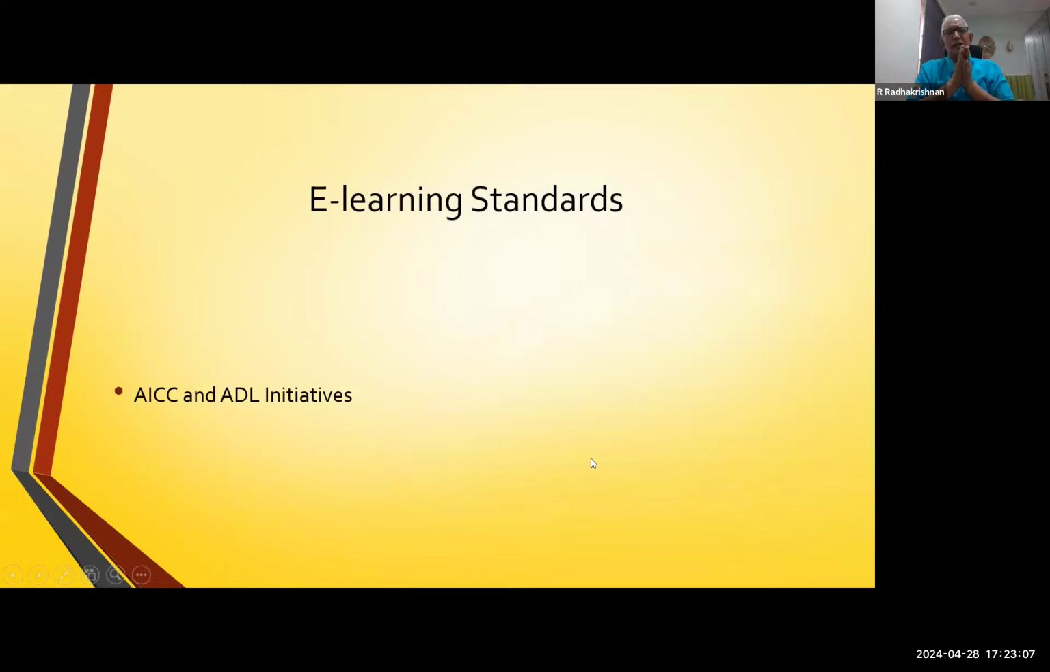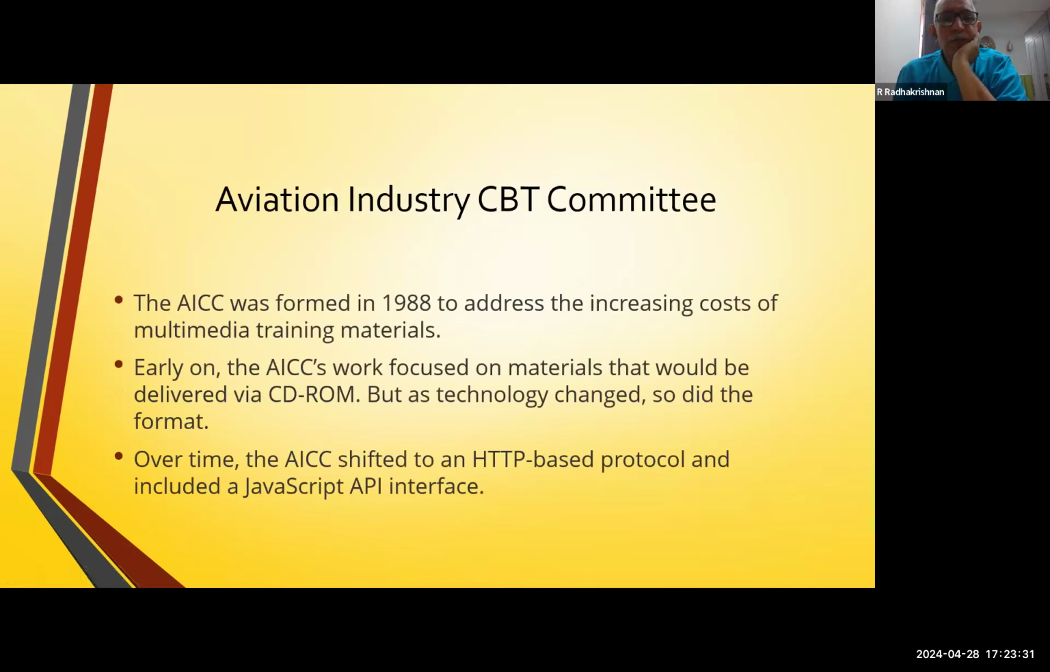All good. As we move on, we are going to have e-learning. We'll talk a little bit about e-learning standards. What are these standards? One is the AICC standard, and the other set of standards is the ADL initiative. Now, what is the Aviation Industry standard?